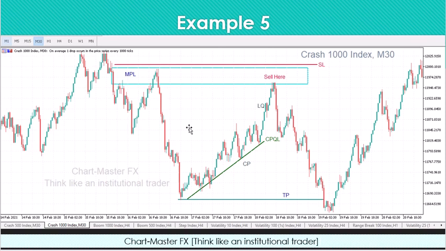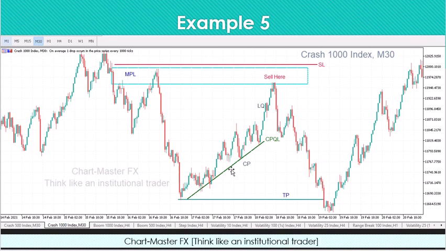Here guys, we are on Crash 1000 Index on M30. What happened here guys, we have an MPL area here. You draw your MPL, and what happened here is that the price dropped with heavy momentum to the downside. So once you see this condition guys, it actually strengthens this MPL. It means that this MPL is of greater strength, and we are more likely to see the price reacting to this MPL and failing to engulf it, and we are more likely to see the price dropping.